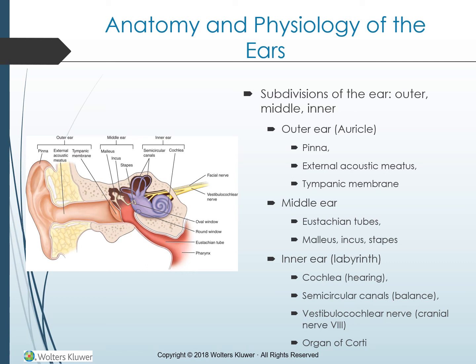They move when struck by sound waves transmitted from the outer ear. When these bones are set in motion, the footplate of the stapes, which is very flexible, strikes the oval window, agitating the fluid in the inner ear.